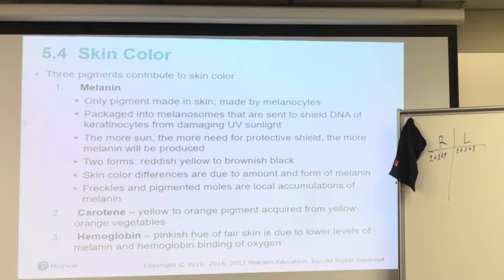On top of that, there are more pigments like carotene, a yellow to orange pigment acquired from yellow orange vegetables, and hemoglobin. The pinkish hue of fair skin is due to a lower level of melanin and hemoglobin binding of the oxygen. So let's talk a little bit more about the melanin. We know that the amount of melanin determines the color of the skin. What about freckles and pigmented moles? They are local accumulations of melanin.